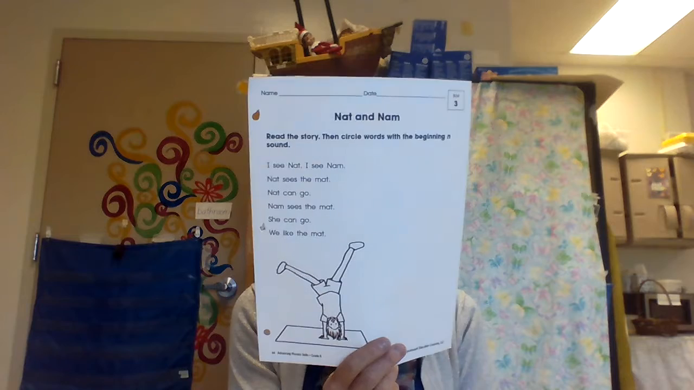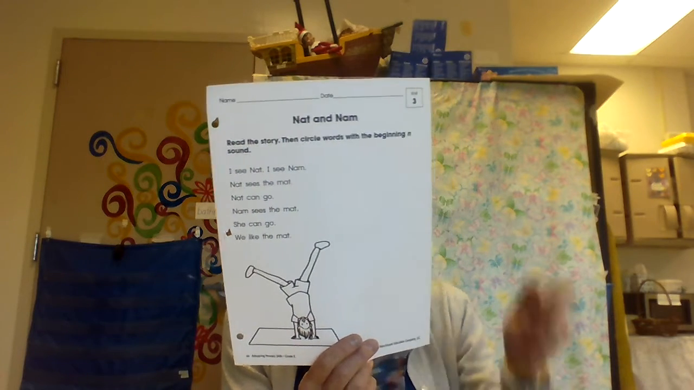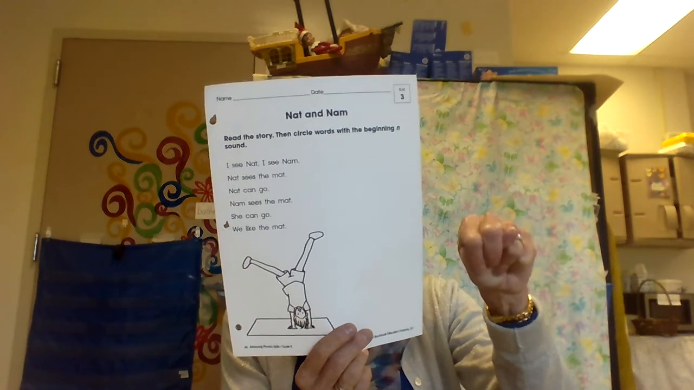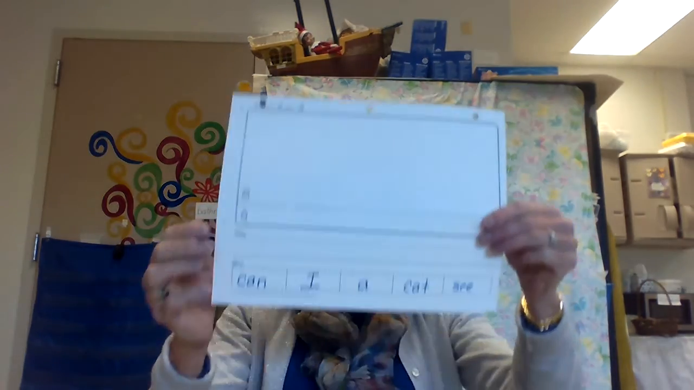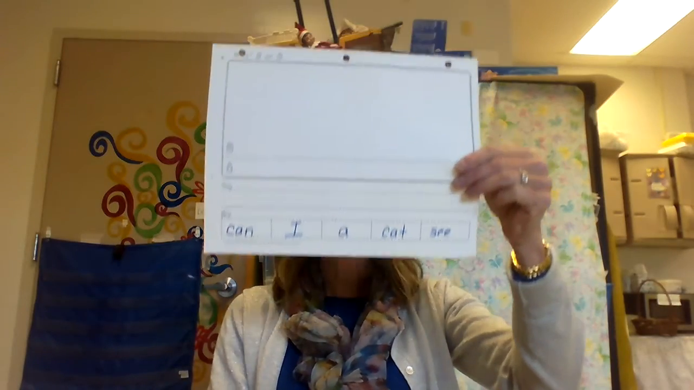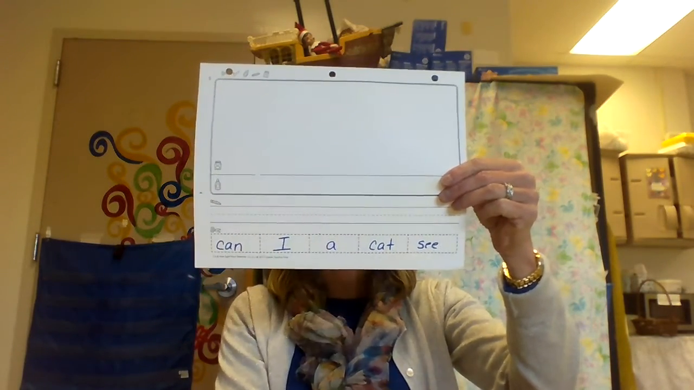Here's another poem. It says, circle the words that start with the N sound. N. If you get, and this is optional, and I'm hoping it is in your packet, can you make the sentence, cut it, and glue it? If it is not in your packet, that's okay.